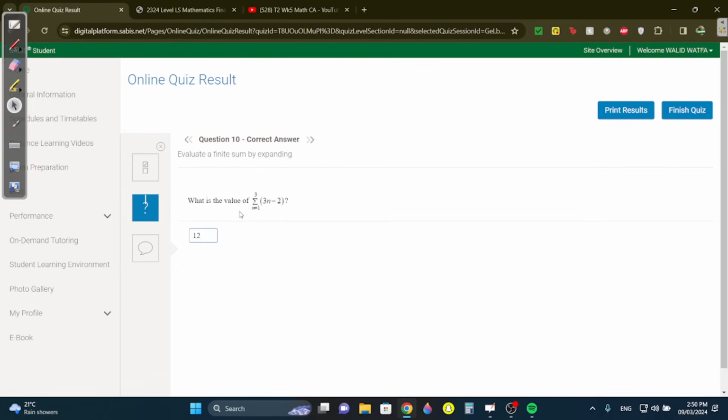Question 10. What's the value of sigma 3n minus 2? It's the same as saying sigma 3n minus sigma 2, up till 3. And this is the same as saying 3 sigma n minus sigma 2, up till 3. Okay, 3 sigma n.